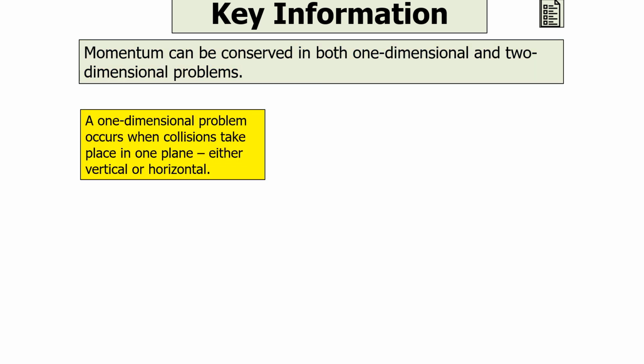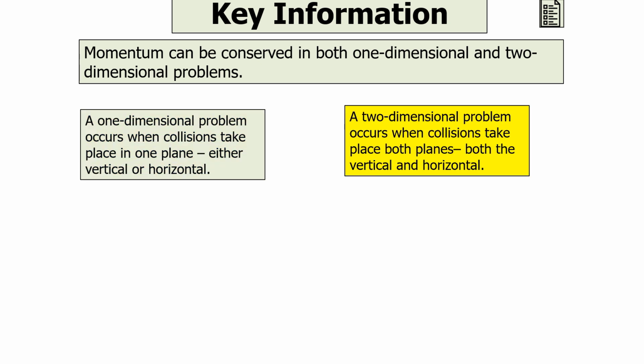Now, momentum can be conserved in both one-dimensional and two-dimensional problems. A one-dimensional problem occurs when collisions take place in one plane, either the vertical or the horizontal. A two-dimensional problem occurs when collisions take place in both planes, both the horizontal and the vertical.